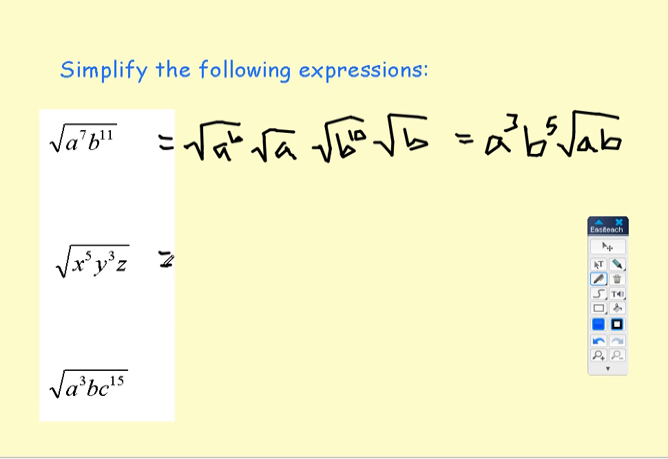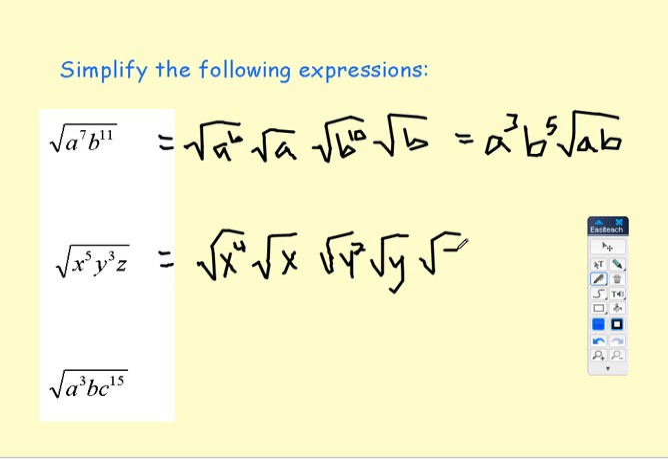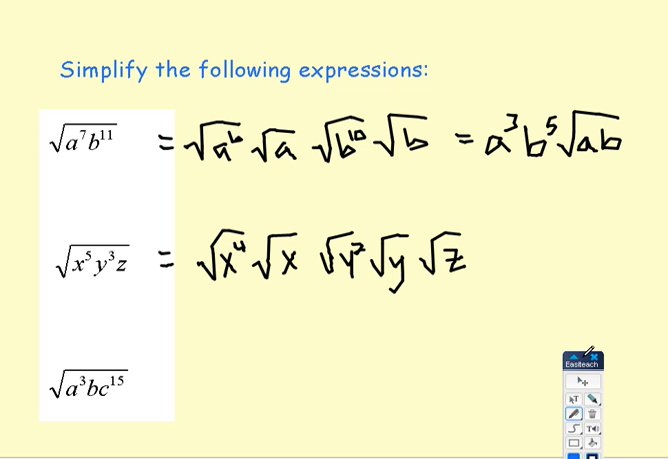Okay, let's do this next one. I can break that down to the square root of x to the 4th times the square root of x, and then the square root of y squared times y times the square root of z. Okay, and so my perfect squares here are the square root of x to the 4th, which is x squared, and the square root of y squared, which is y. And what am I left with inside the radical? I'm left with xyz. Okay, if you want to try this one on your own, you can.